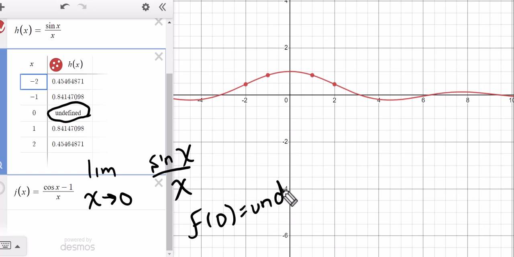That means I put money into the vending machine, and the machine didn't do anything. It didn't spit anything out, no money back, no chips, nothing. It's undefined, it doesn't know what to do. So let's look at what it's leading up to. Well, 0.45, 0.84, 0.45, 0.84. Fascinating. You know what we could do? Let's get as close to 0 as possible. So a little bit past 0 might be 0.1.